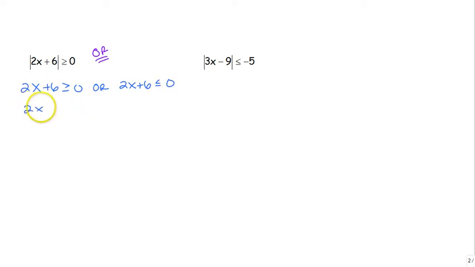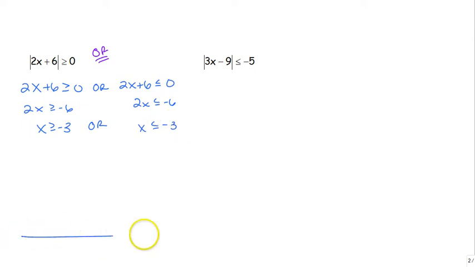We solve. We move our 6 over. We divide by 2. This time we do not flip the sign. There is a negative there, but we're not dividing by the negative. We're dividing by a positive 2. Move the 6 over. We divide by the positive 2. We go to graph. We notice this time we only have one number. It's just the negative 3. So we only have one number here on our graph.